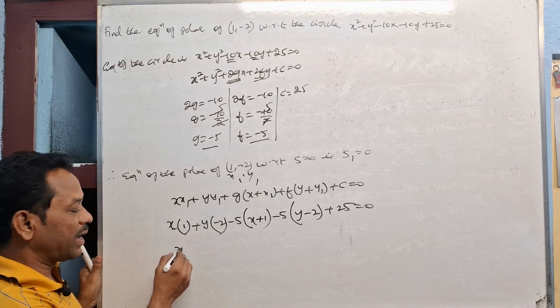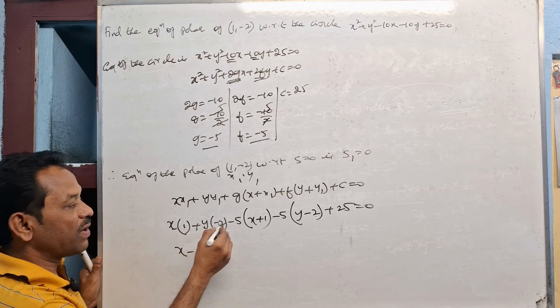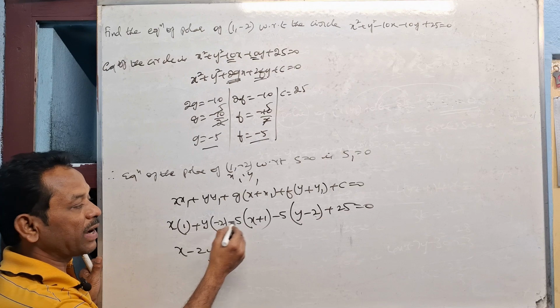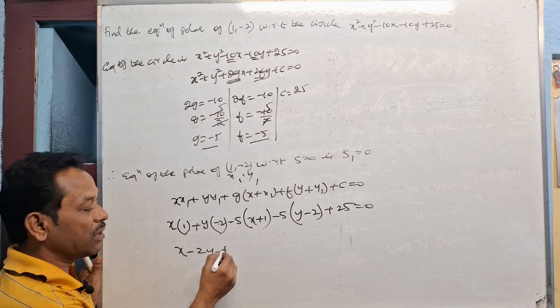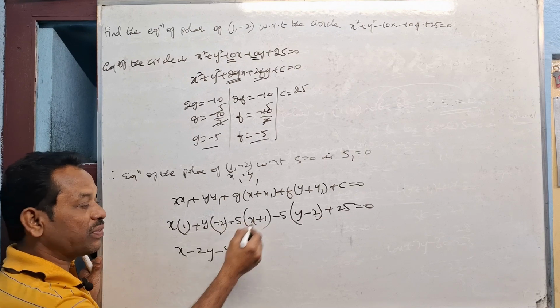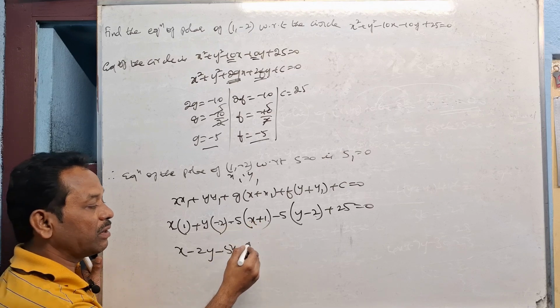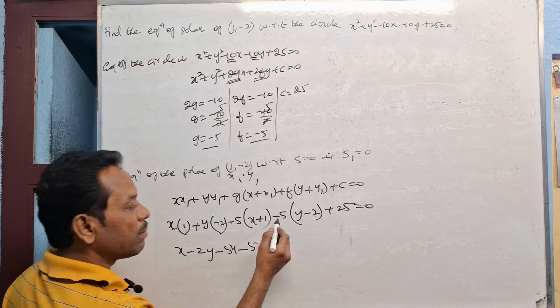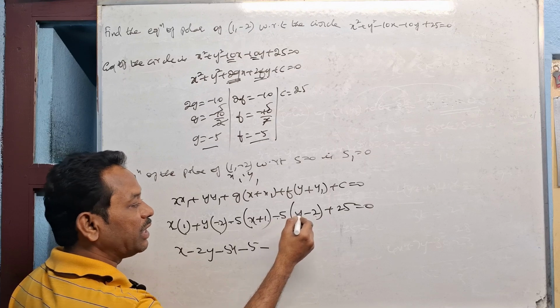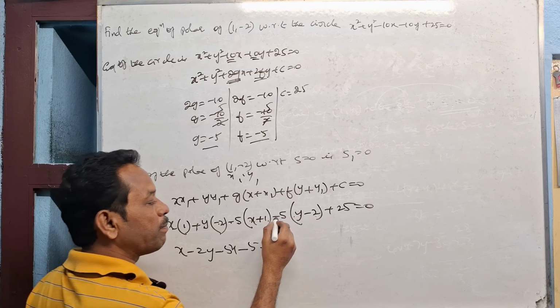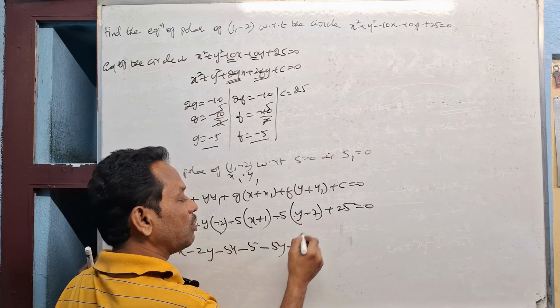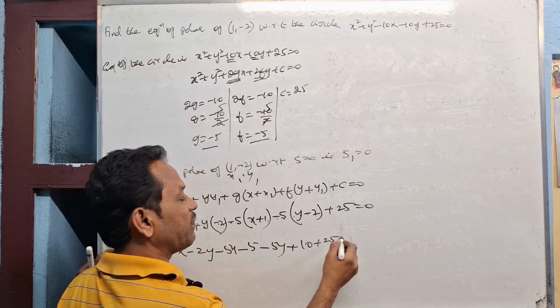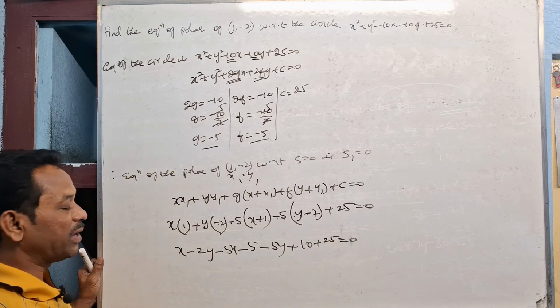So x into 1 is x, plus into minus minus, y into 2 is 2y. Now minus into plus minus 5 into x, 5x, minus into plus minus 5 into 1, 5. Next, minus into plus minus 5 into y, 5y, minus into minus plus 5 into 2, 10, plus 25 equal to 0. So let me write in order.